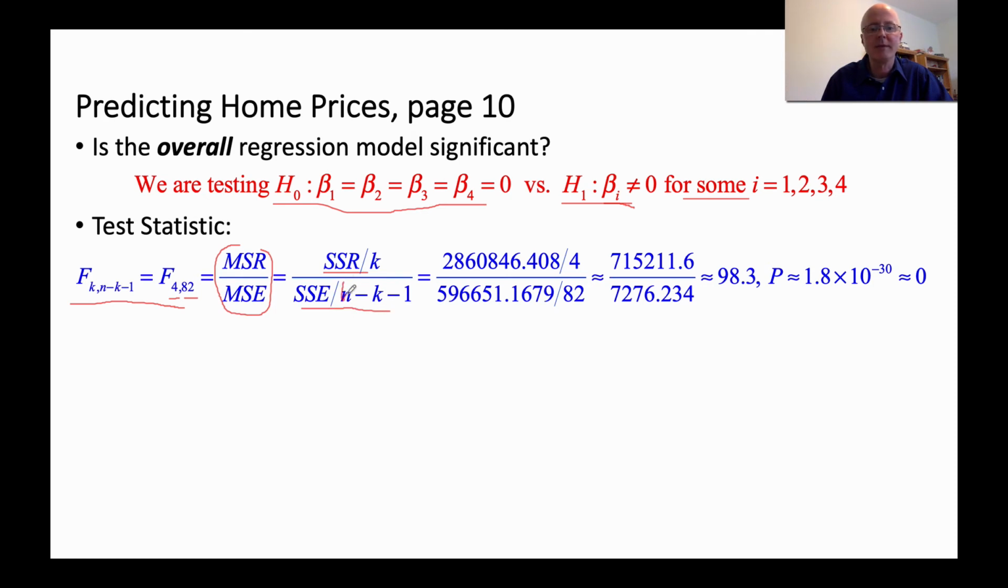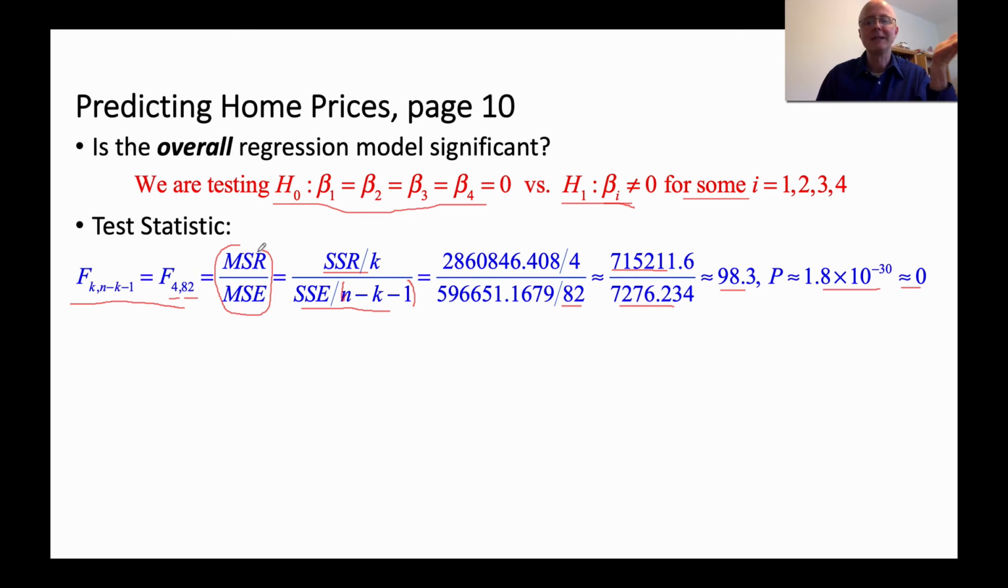I probably should have had parentheses around this whole thing here, dividing by 82 overall. So these are the MSR and MSE numbers, and their ratio is the F statistic value, about 98.3. The p-value is really close to 0. In my calculator, I found it to be about that, but so tiny you essentially can treat it as 0. So we definitely have an overall significant regression. We have super strong evidence that at least one of these beta i's is non-zero. Okay.